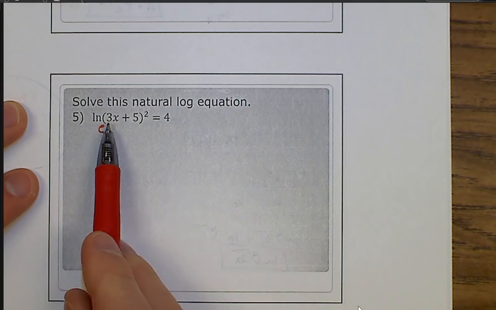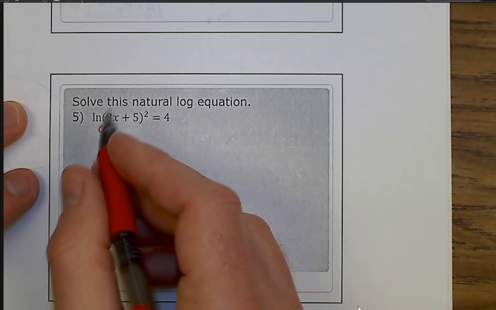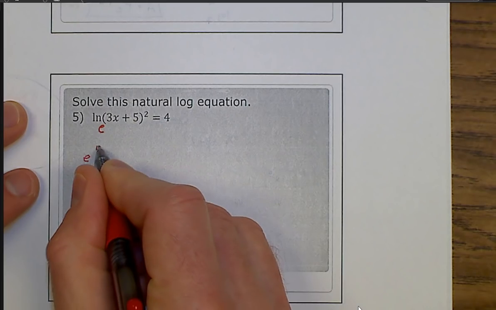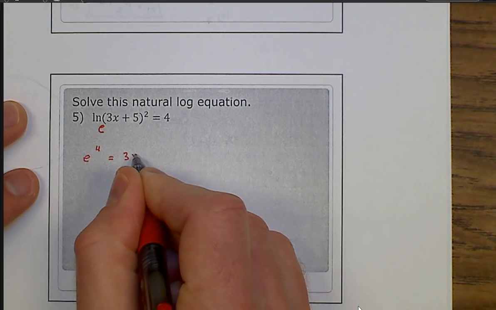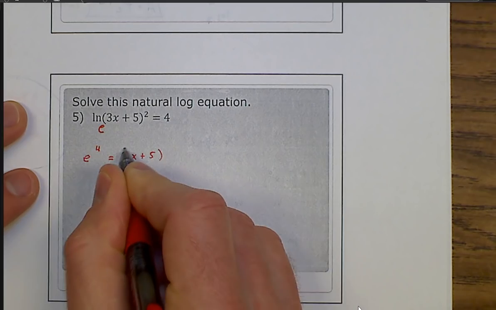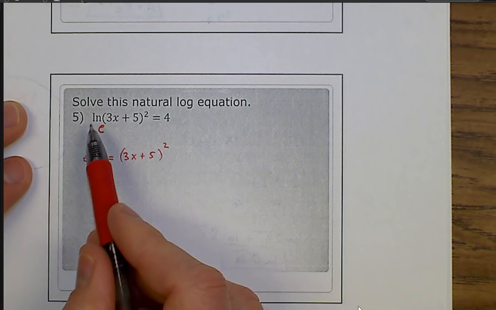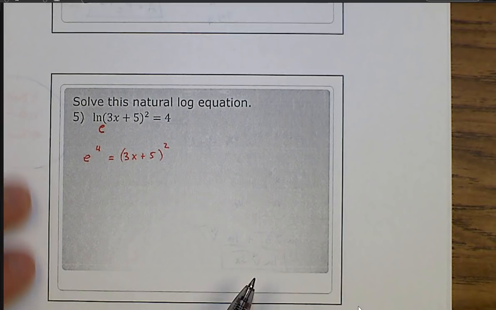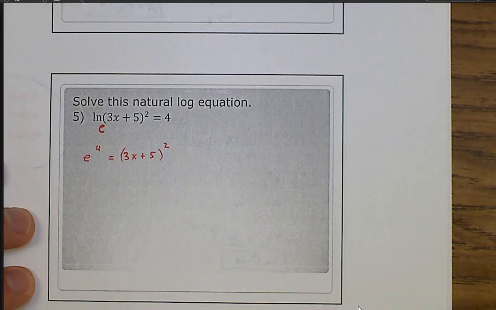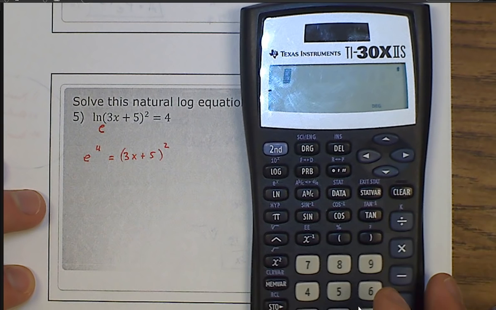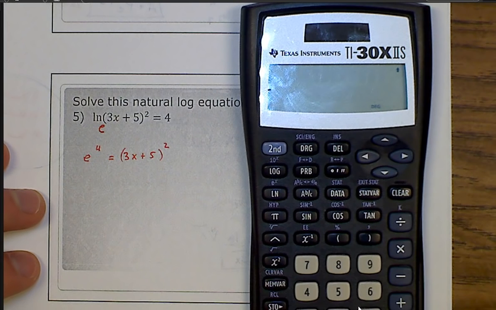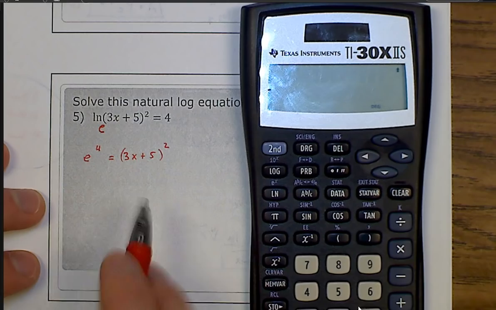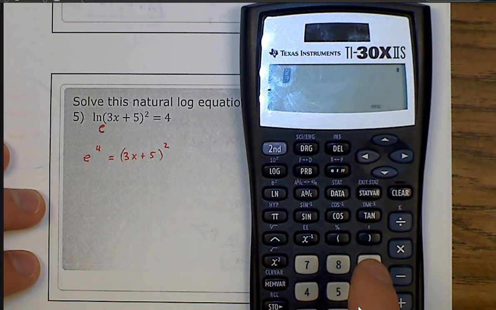I need to convert this into exponent form. So this is going to be e to the 4th equals (3x plus 5) squared, right? What power on e equals (3x plus 5) squared? Now, this is a little messy, and it's probably not the best problem. I'm not going to finish this just for the sake of time, but I'm going to point you in the right direction. I am going to get it down to where we need to go.